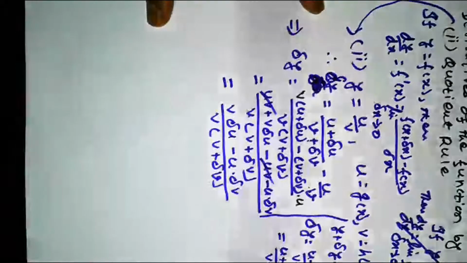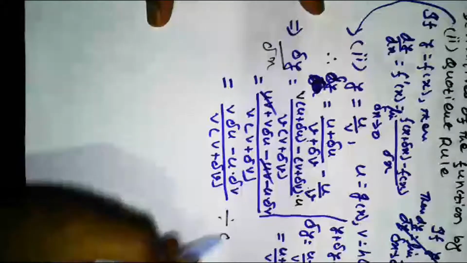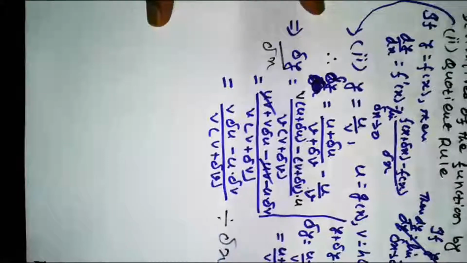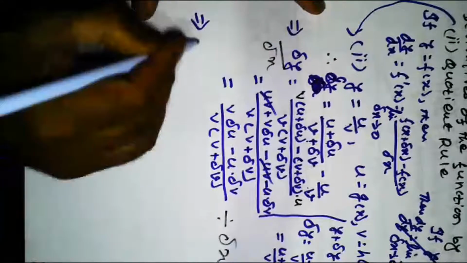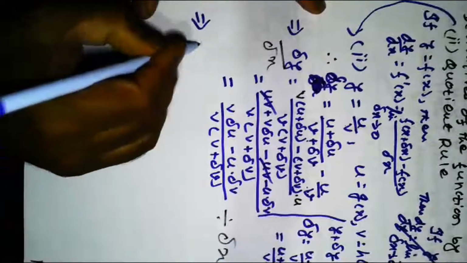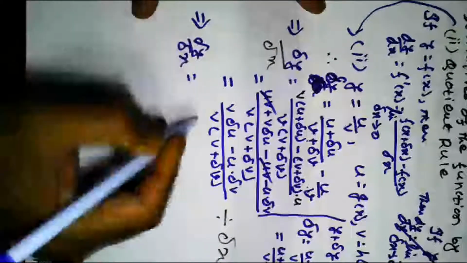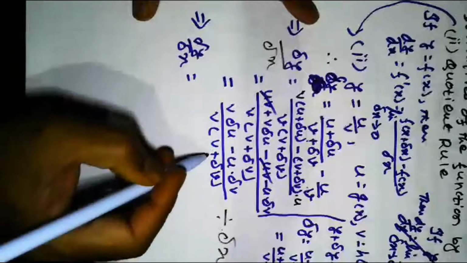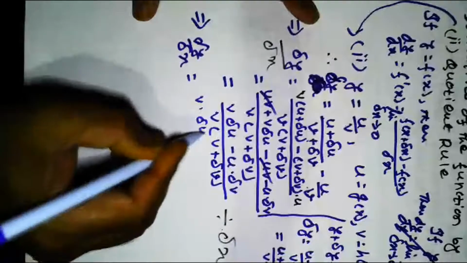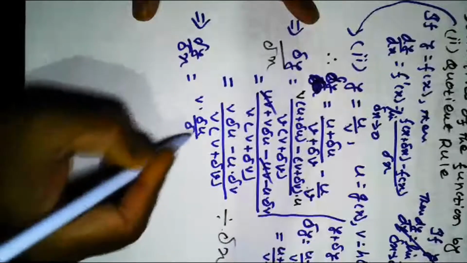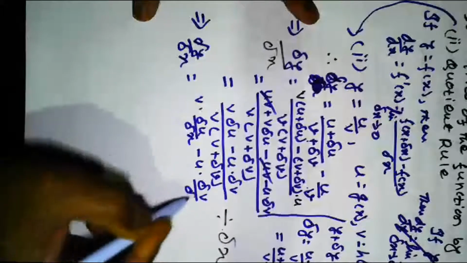Now let's divide both sides by delta x. So when you do that, delta y by delta x is equal to, in the numerator, v times delta u by delta x minus u times delta v by delta x.